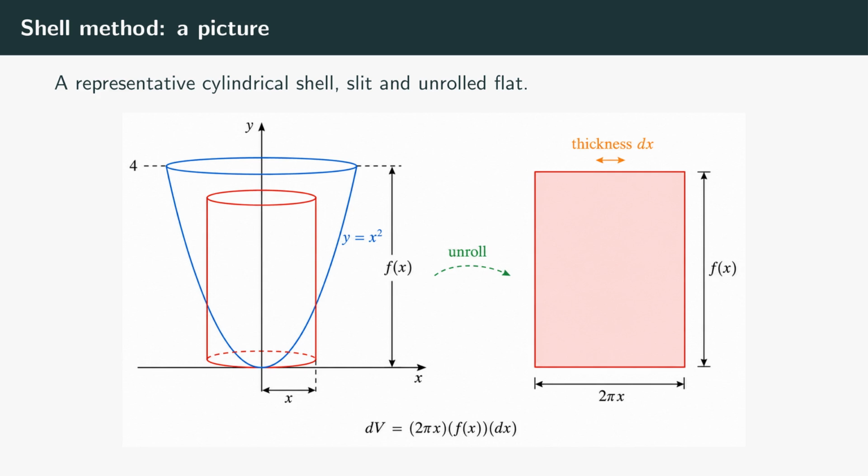Integrate this from x equals a to x equals b, and you've summed all the cylindrical layers, from the inner one near the axis to the outer one at the edge. That's the shell method in one picture. The unrolling argument is the heart of it. You're converting a curved cylindrical layer into a flat sheet whose dimensions you can read off.